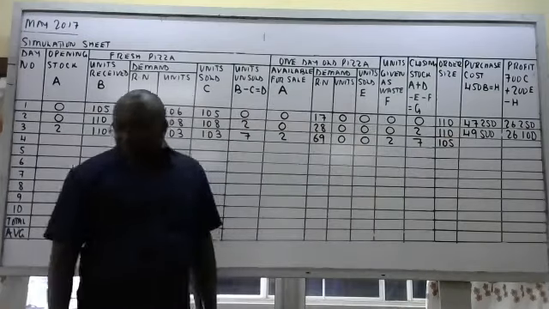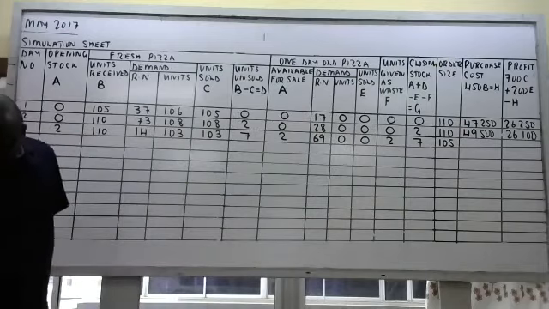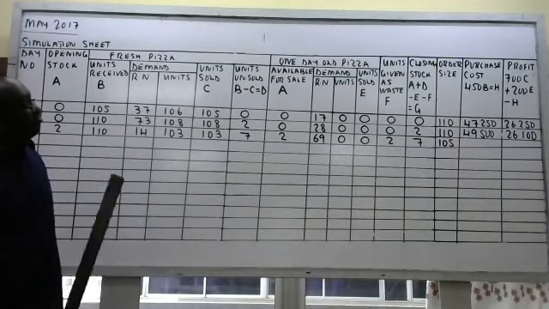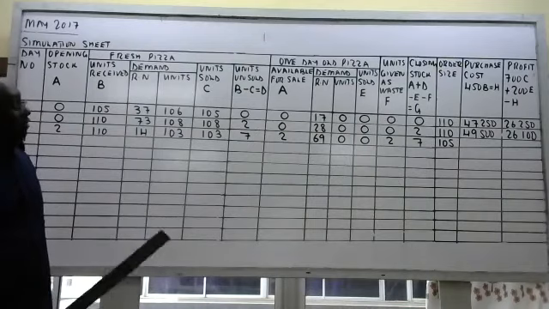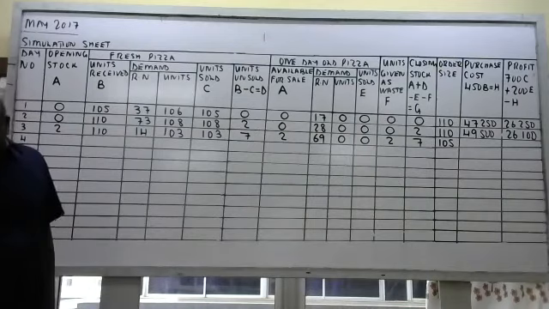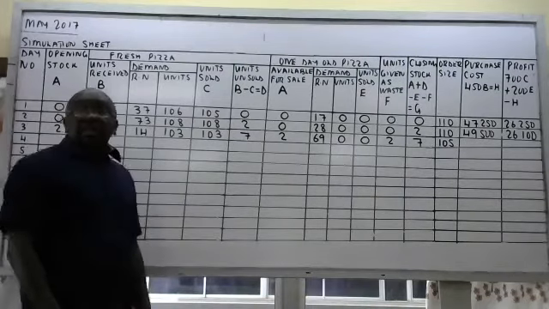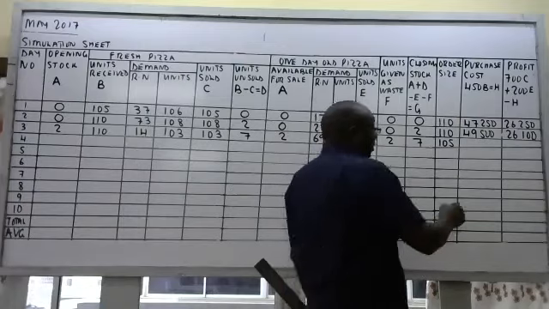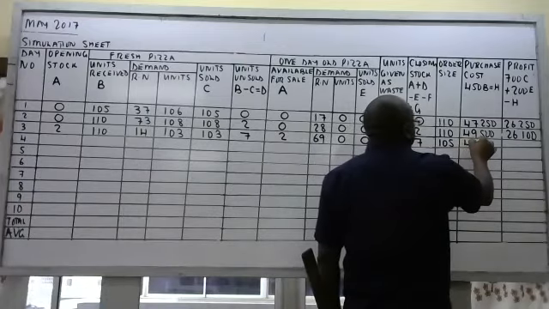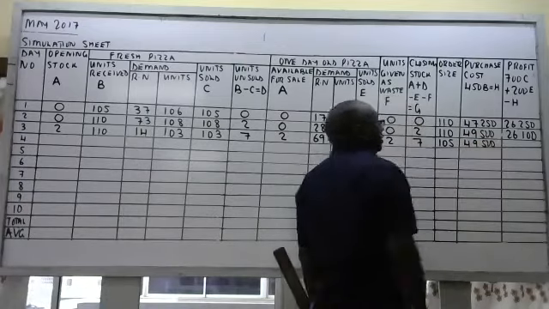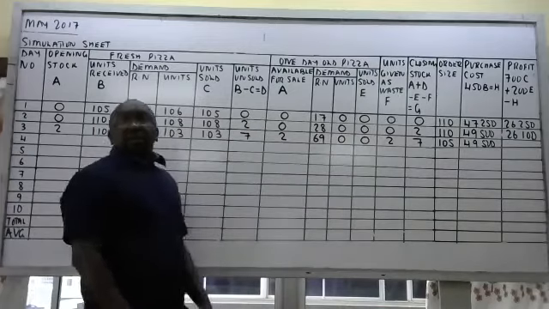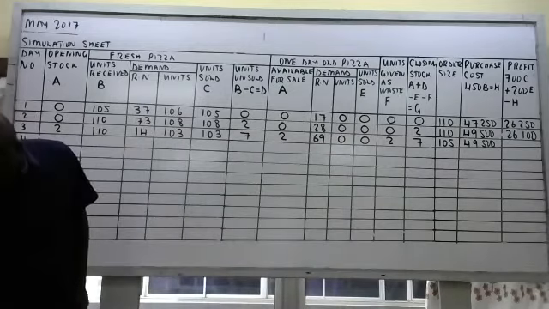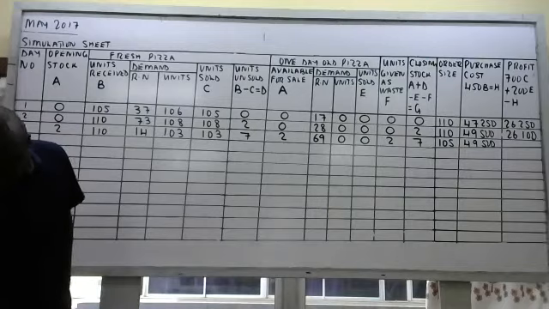Place 105. So once you place 105, give me the purchase cost. It remains 49,500. Still remains 49,500. So give me now the profit.